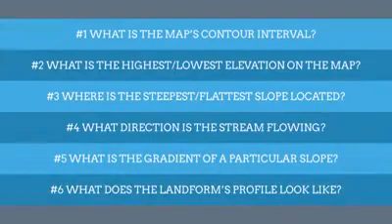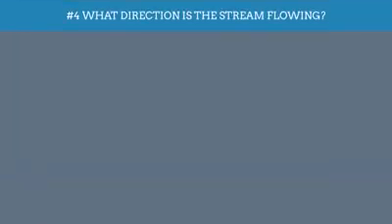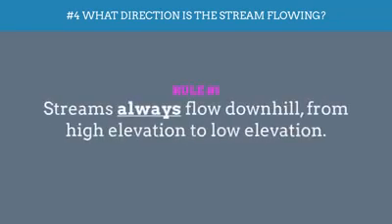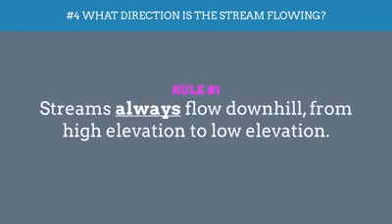What about streams? When you look at a stream on a map, it tends to just look like a black or a white line running in all different directions, and it's hard to tell which way it's flowing. So we have two rules that we're going to follow. Rule number one, streams always have to flow downhill, meaning from higher elevations to lower elevations. And of course, this is because of gravity.